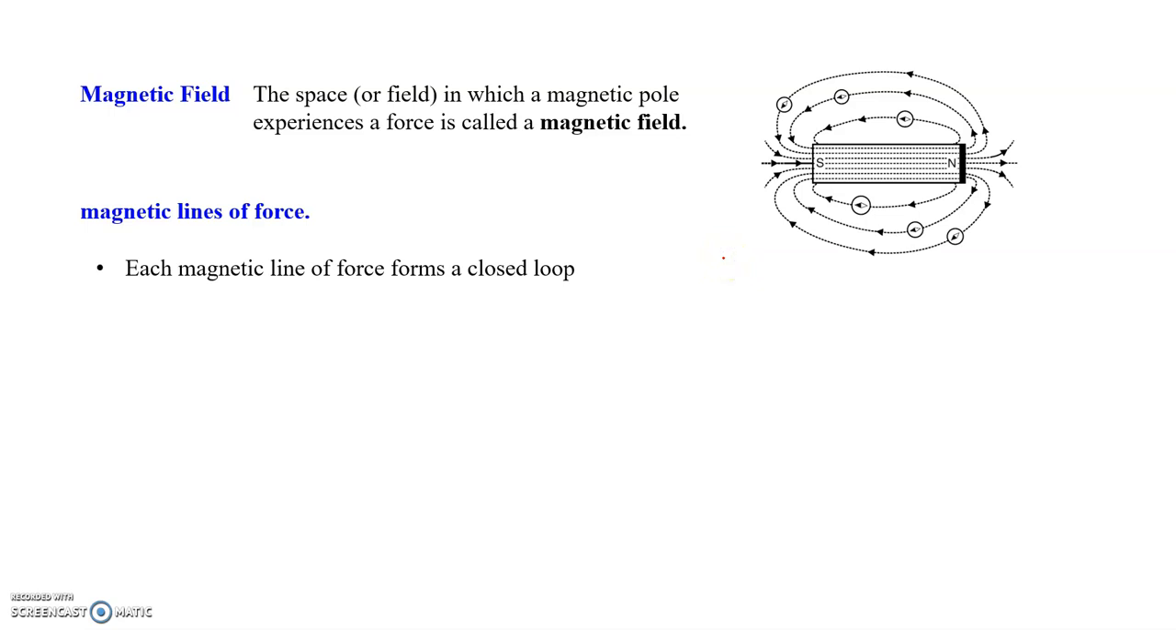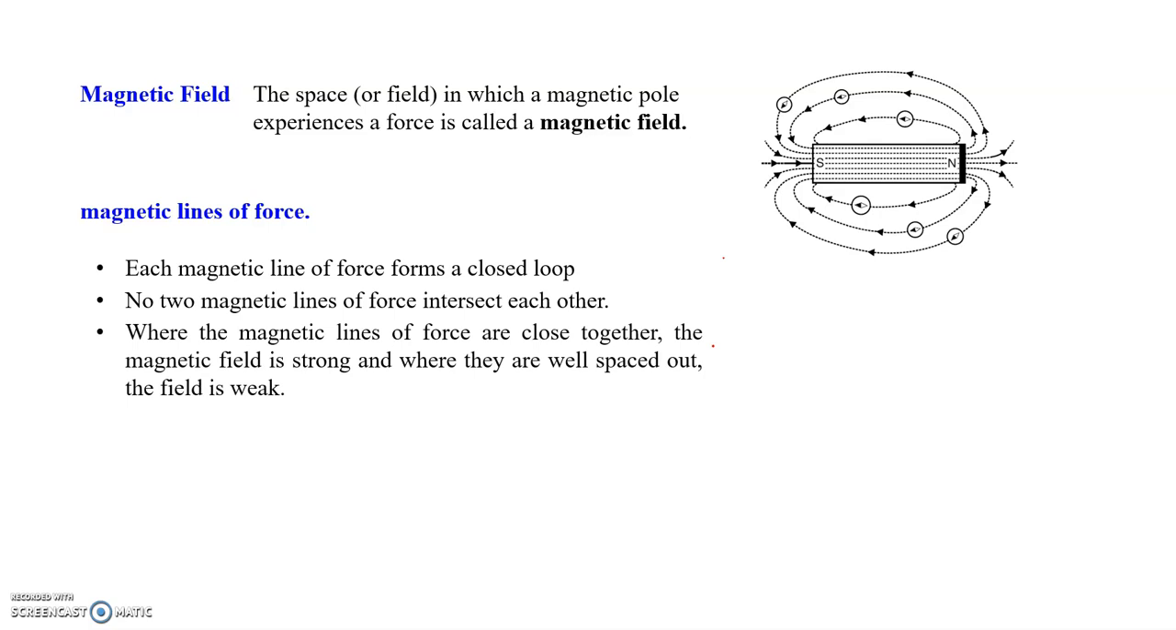The next point is that no two magnetic lines of force intersect each other. Two magnetic field lines will never intersect each other. The magnetic lines of force never intersect each other. Here you can see no magnetic field lines intersect each other.